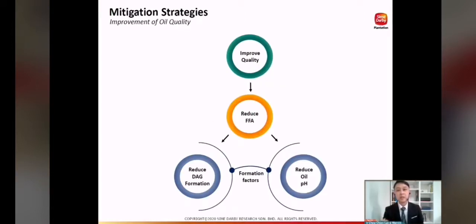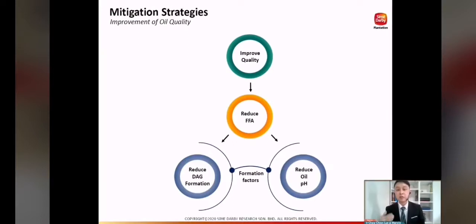So what I'm saying here is, by improving the quality, especially the FFA, first thing first, if you can reduce the FFA of the CPO, actually you're able to reduce the DAG formations, which is the precursor for 3MGE. And at the same time, you're actually able to reduce the acidity of your oil. By reducing it, you're actually able to reduce the rate of reaction for 3-MCPDE formations.